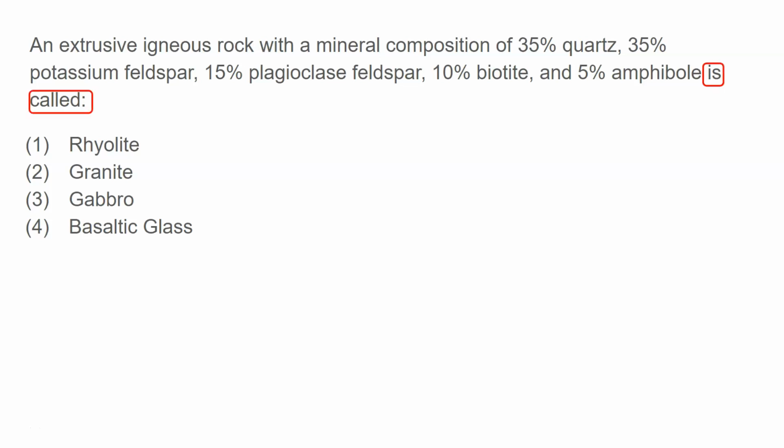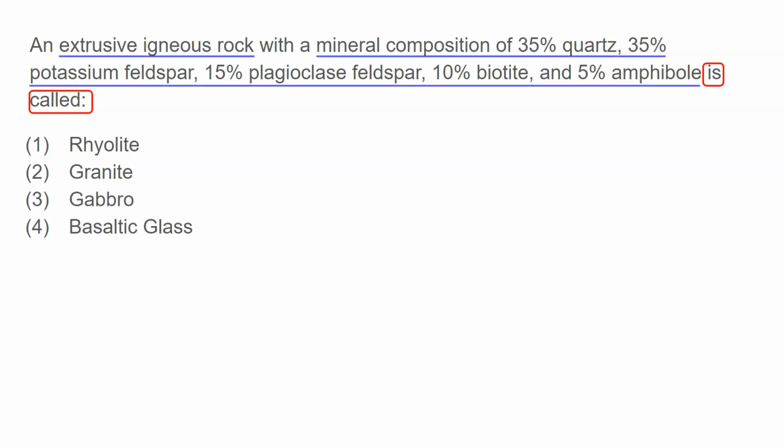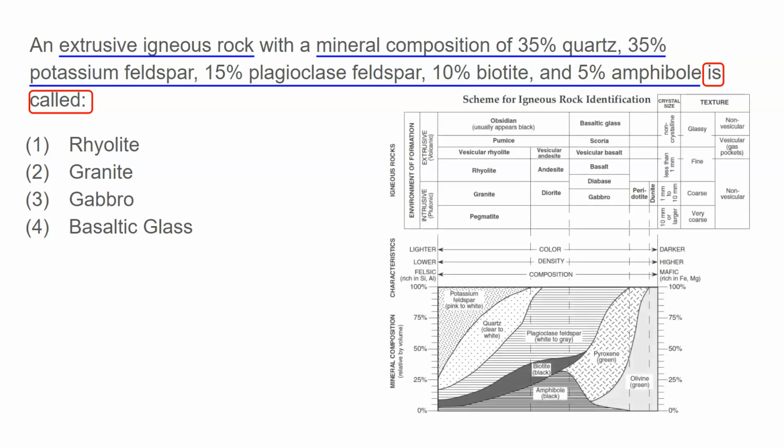All right, so this question, we're looking for a name of a rock ultimately. Some important information. We have an extrusive igneous rock, the mineral composition of 35% quartz, 35% potassium feldspar, some plagioclase feldspar, biotite, and amphibole. But the things that stick out, it's an extrusive igneous rock. It is composed mostly of quartz and potassium feldspar. So this is a question about igneous rocks. So we're going to take a look at the diagram on page 7.